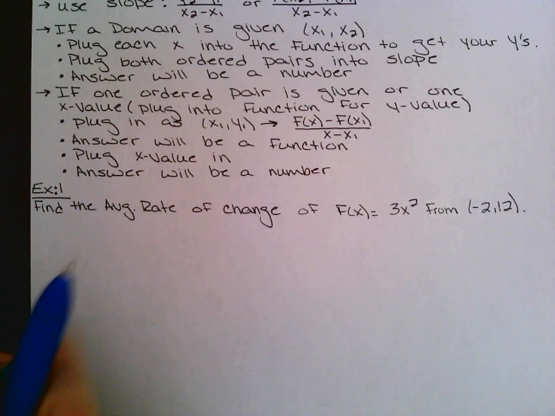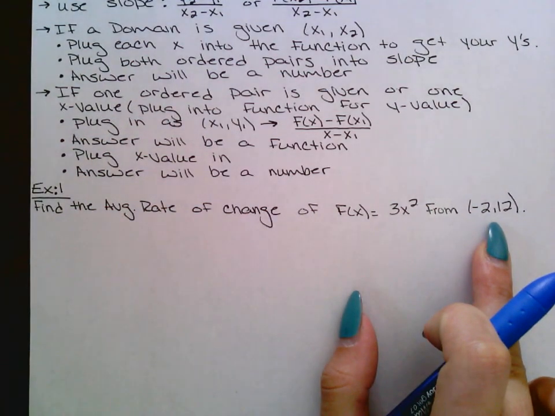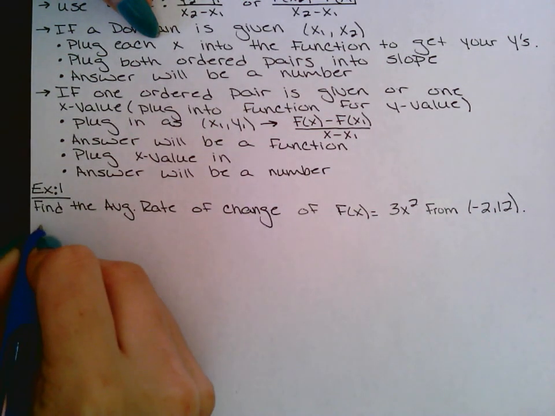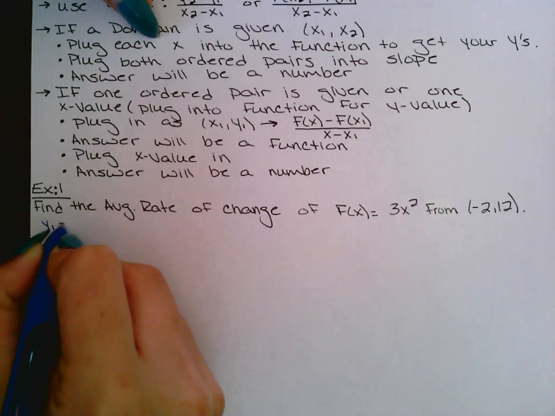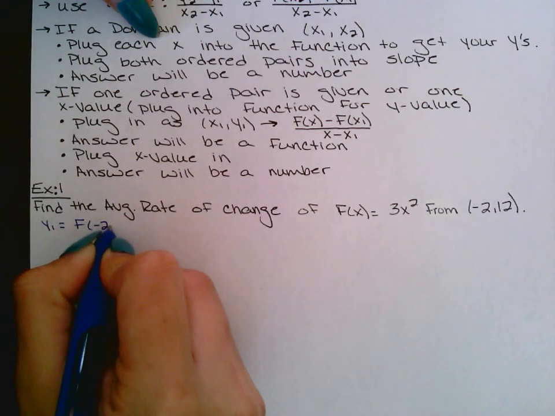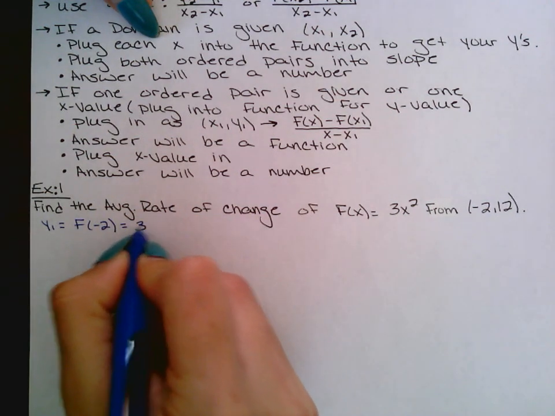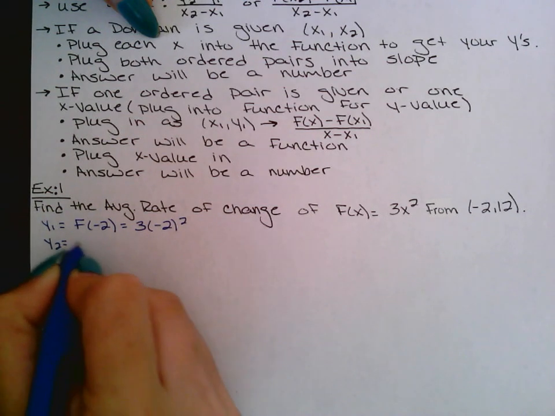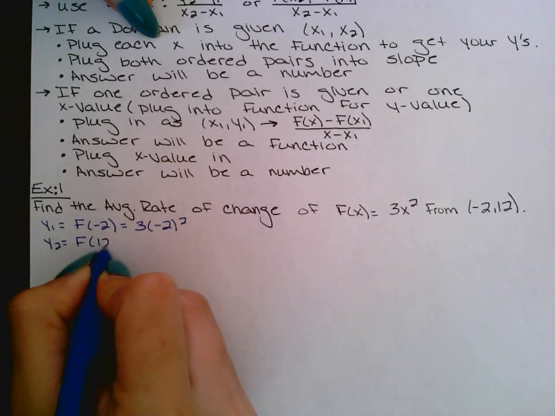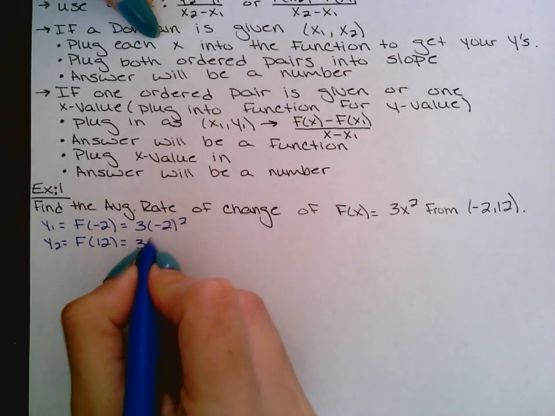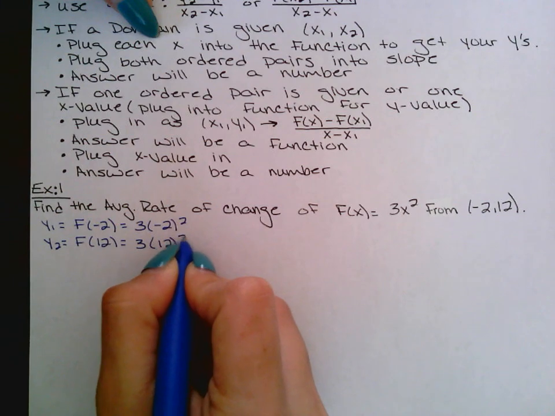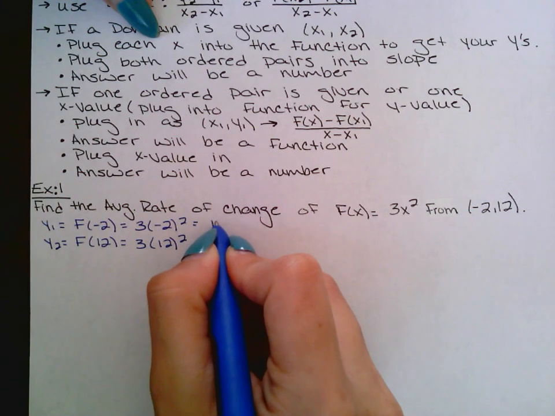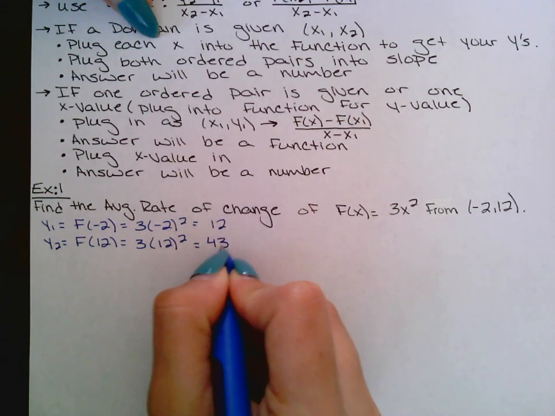So now, if it's average rate of change and they gave me a domain, my first step is going to be to plug those into my y's, right? So I need to figure out what y1 would be, which would be plugging the -2 into the function, which would be 3 times -2 squared. And I'd need to figure out what y2 is, which is plugging in 12 into the function, which would give me 3 times 12 squared. Okay? And that would give me, you can plug this into your calculator, 12 and 432.